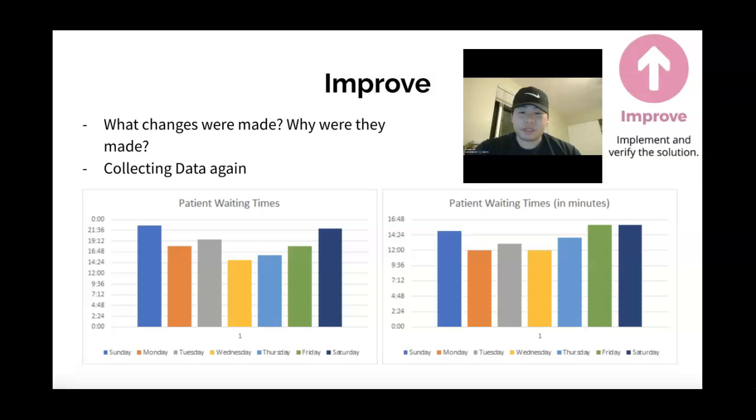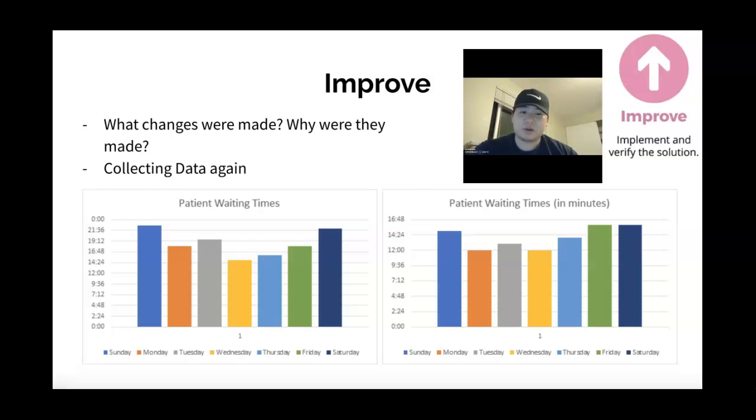After implementing all of this in our hypothetical scenario, we needed to verify whether or not these improvements were having a positive effect. And in order to do that, we need to use observational data once again. So we would go out once a day and average the patient waiting time, and we would compare it to our baseline data in measure as presented in these two charts.